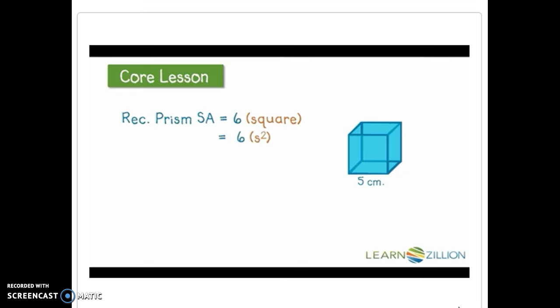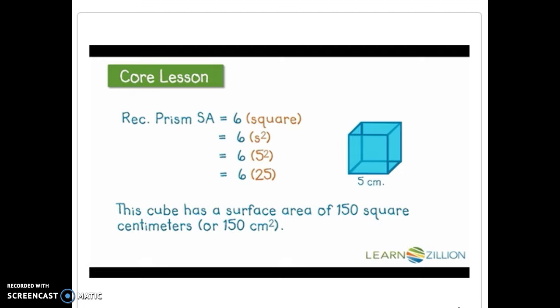We find the area of a square by multiplying the side length times itself, or taking s squared. In this case, the side length is 5, so we're going to take 5 squared and multiply that by 6. And 6 times 25 is our final step, before we conclude that this cube has a surface area of 150 square centimeters.